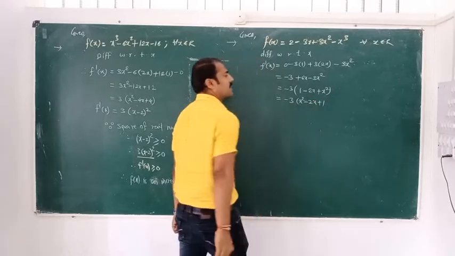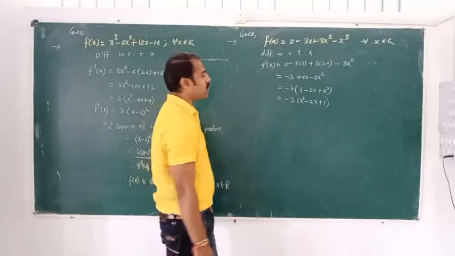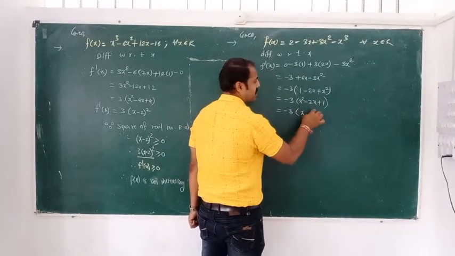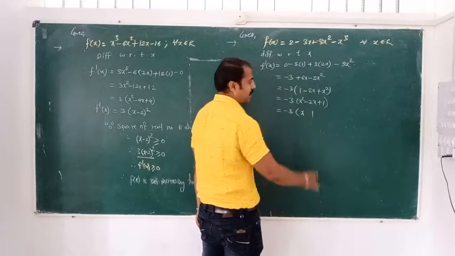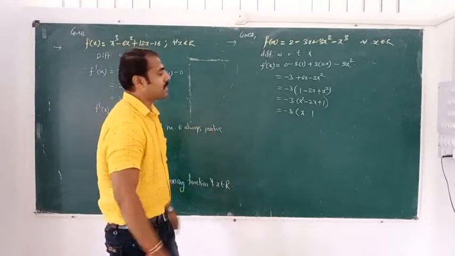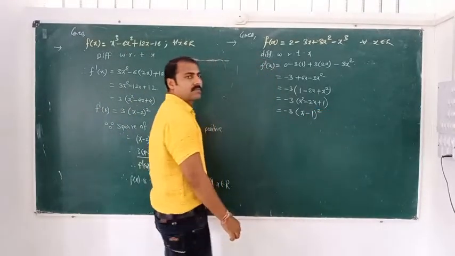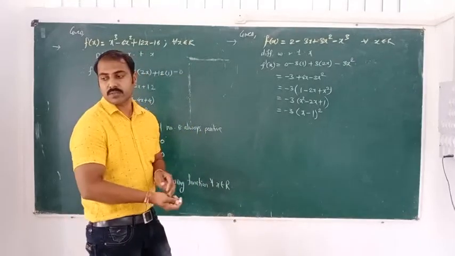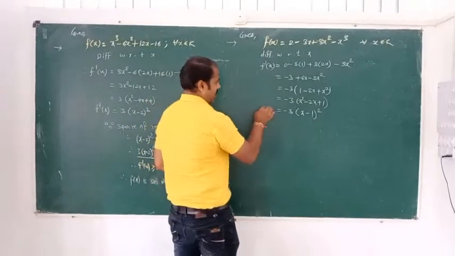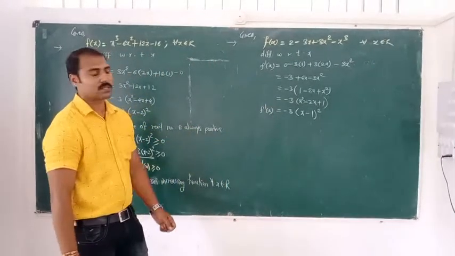X square minus 2x plus 1, which is the perfect square of which term? Minus 3 into, first term is the square of x, last term is the square of 1, and the middle term is 2 times first into second, which has a minus sign. So it is a perfect square of (x minus 1) square. So f dash of x is minus 3 into (x minus 1) square.